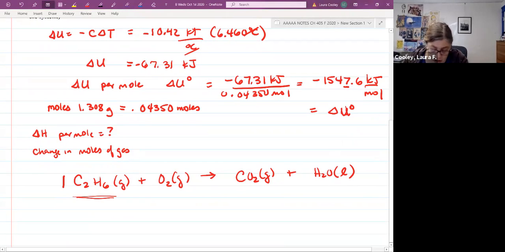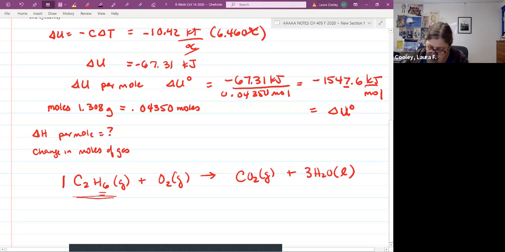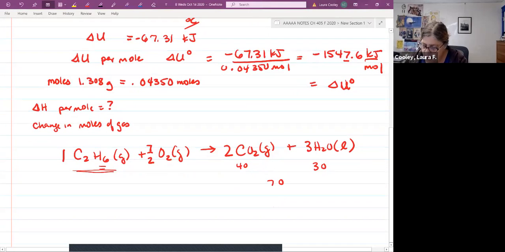Use fractions. You're going to have a fraction here somewhere. So 6 H's, 3 waters, 2 carbons here, put a 2 there. So here I have 4 O's and 3 O's, so that's 7 O's. So it'll have to be 7 halves O2. Okay.